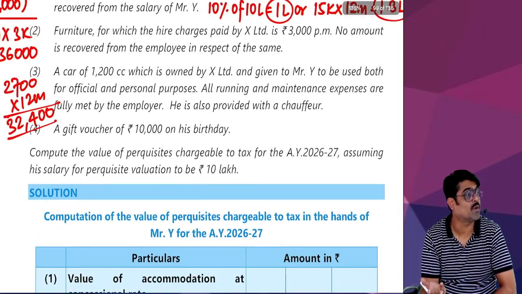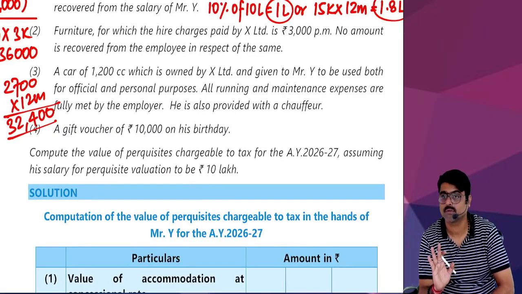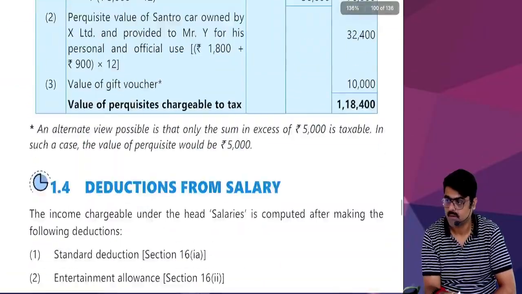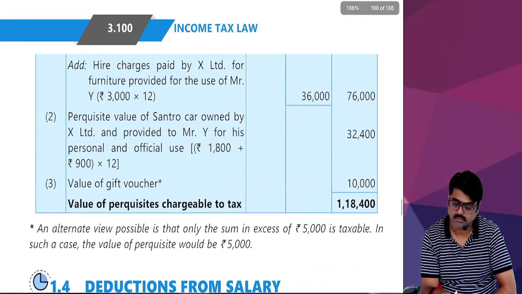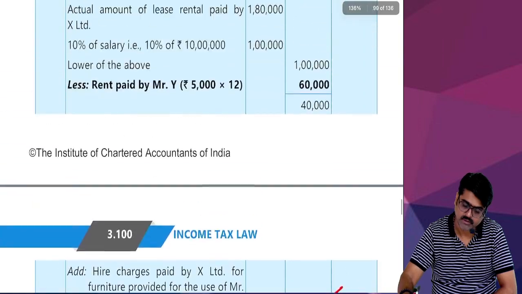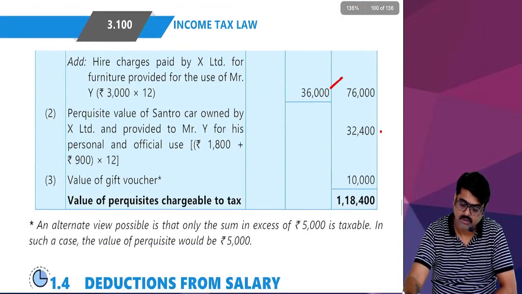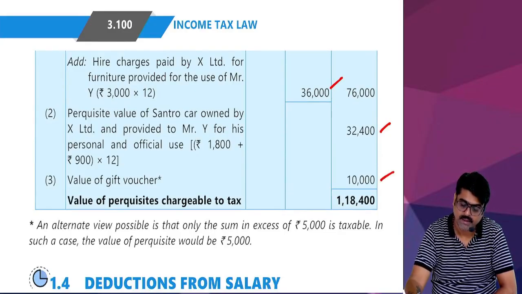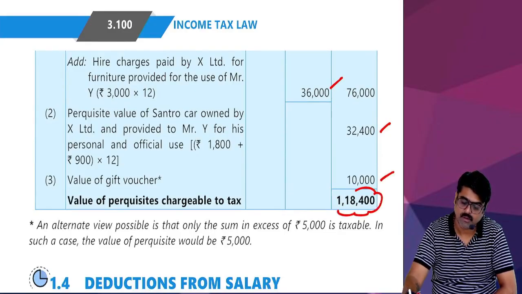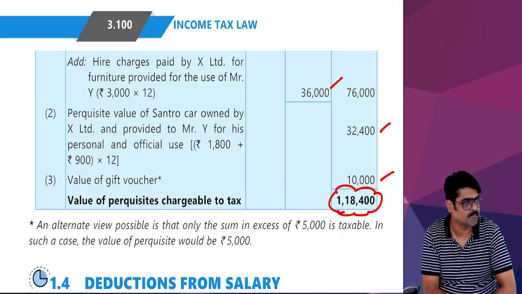Full 10,000 or 5,000. Anyone is correct. Yes or no? Sure. So please check the answers. 36,000 for furniture is already taxed. 40,000 is already taxed for accommodation. Then 32,400. Then 10,000. So the taxable value of perquisite for this year is 1,18,400. Okay.